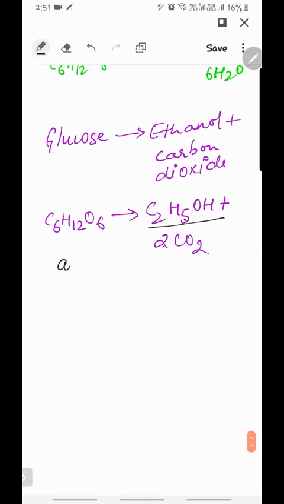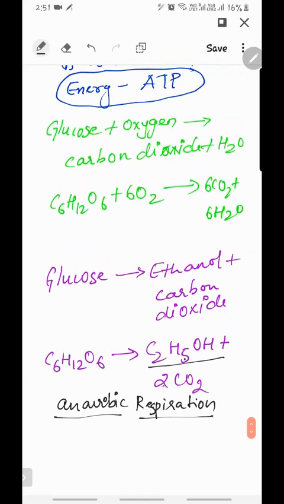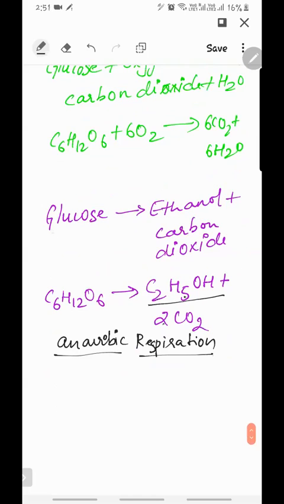Now this is anaerobic respiration. See here, if you take one molecule of glucose, this glucose molecule will be fermented because oxygen is not used here. OH is alcohol.